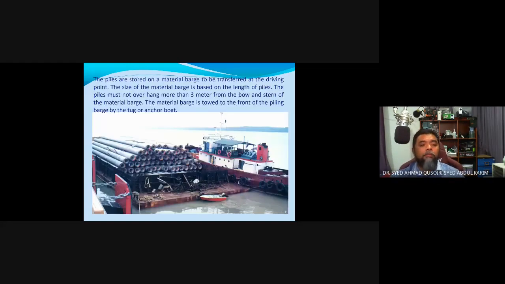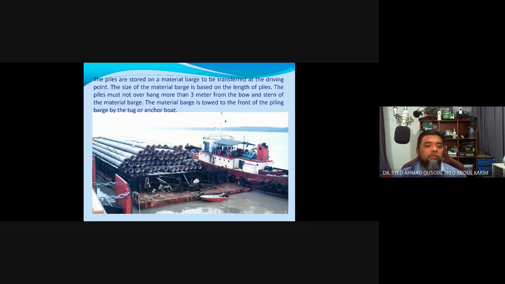So this is an example of the piles being used to construct a jetty. Obviously, this is a spun pile, a concrete spun pile. Piles are stored on barge to be transferred at the driving point. The size of the material barge is based on the pile itself.